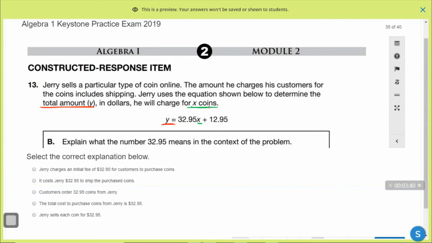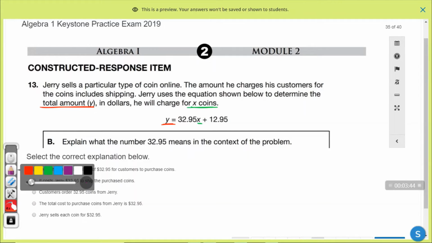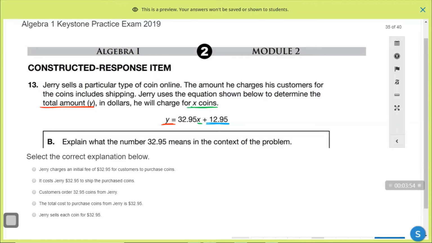We see here X represents the number of coins. And then we see our next part here. I'll do this in blue. 12.95, this is always a one-time charge. So what is the one-time charge here? Well, the amount he charges his customers for the coins includes shipping. Shipping would be that one-time charge. So this is my shipping fee, because it's not going to be a different amount of shipping per coin. It's just a flat rate fee for shipping in this case.